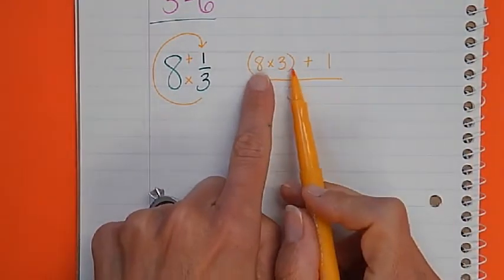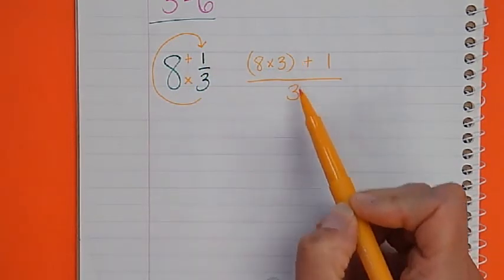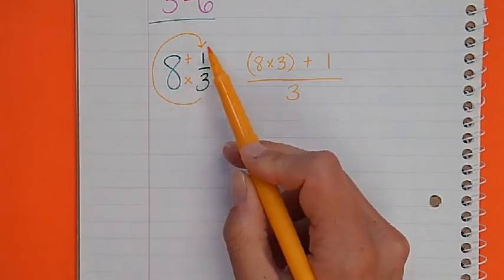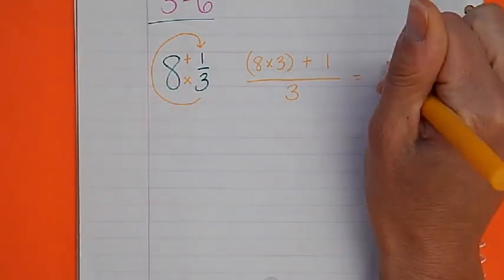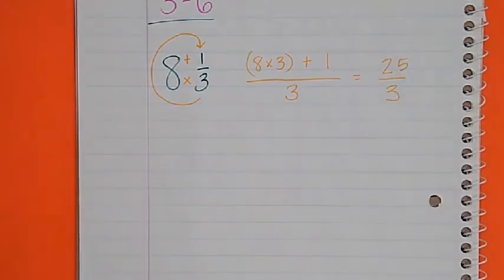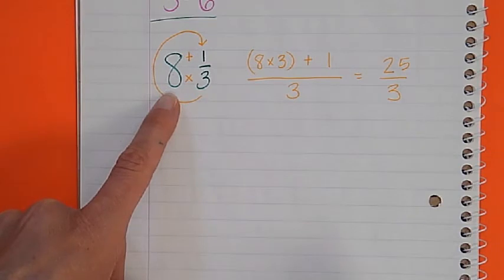So these are the steps that we're doing right up here. 8 times 3 plus 1 becomes our new numerator. The denominator stays the same. So 8 times 3 is 24, plus 1 is 25. So this becomes 25 thirds. Okay. Another way that we did this in class in quarter 1 was we separated this out.